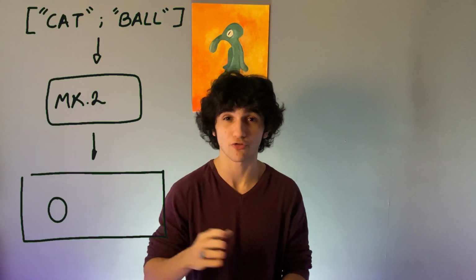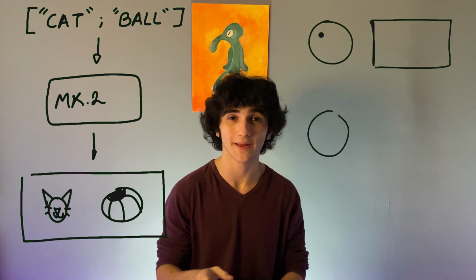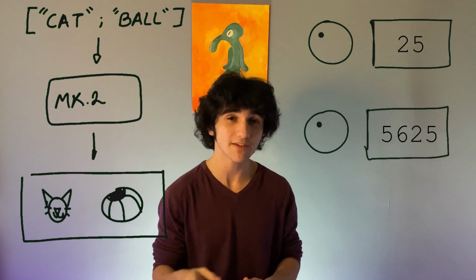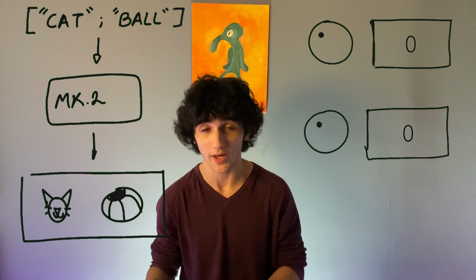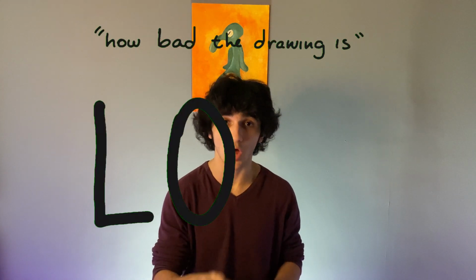Let's imagine a machine that receives a list of words and outputs a drawing that represents those words. The machine has two little knobs, and although we don't know exactly what each knob does, it definitely affects the output image in some weird ways. The machine also has a little screen that always displays a number from 0 to 1. This number represents how bad the drawing is, and we'll call it loss.